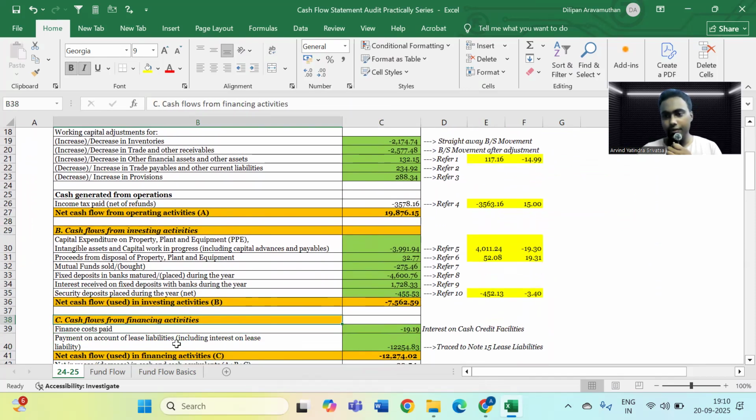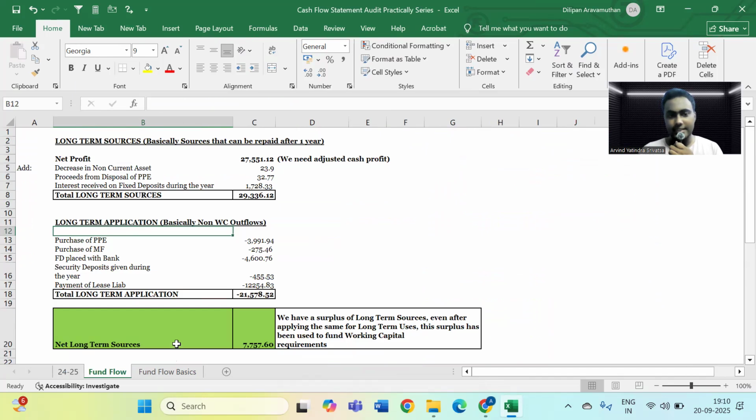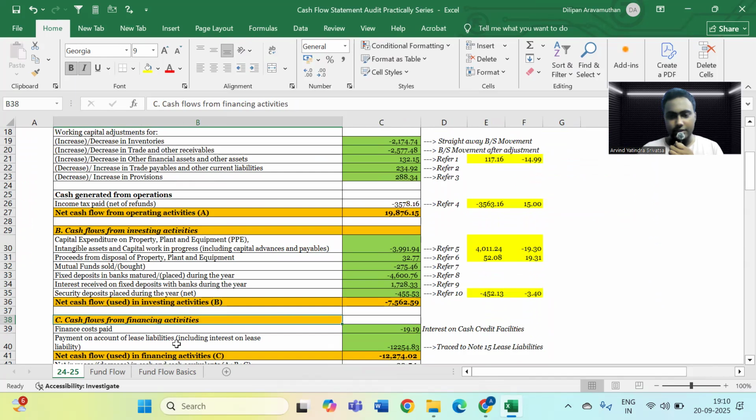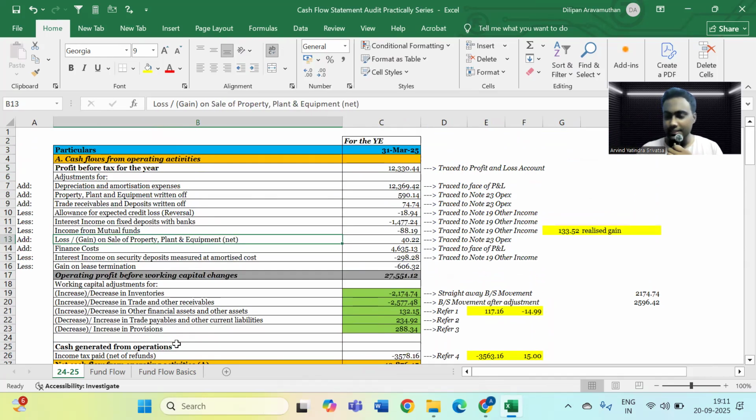So guys, how are we going to start this fund flow statement? First, let's arrive at the long-term sources of finance. Basically, if you look at this cash flow statement, in 90% of the cases, whatever items are there in your investing activities would be in relation to your long-term items. Similarly, in relation to your financing activities, in 90% of the cases, they would be in relation to your long-term items. Yes, there are exceptions where they would be in relation to short-term items as well. So just keep that in mind before we start the fund flow statement, right?